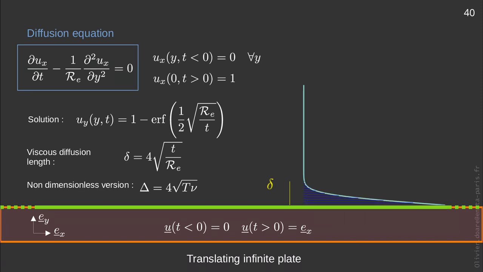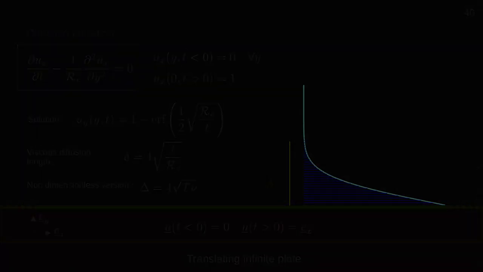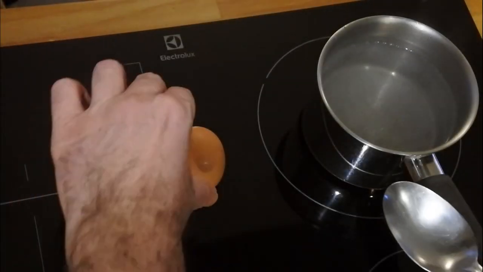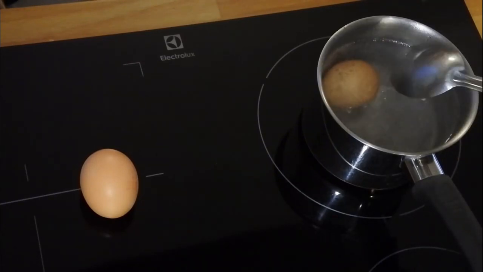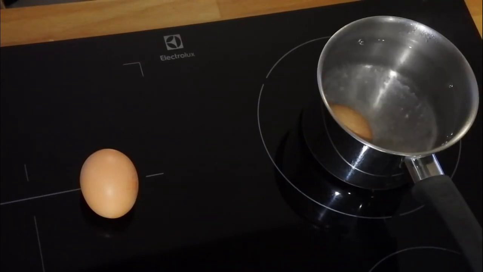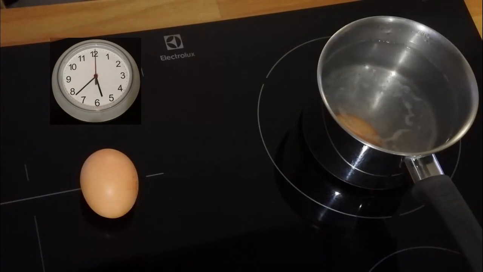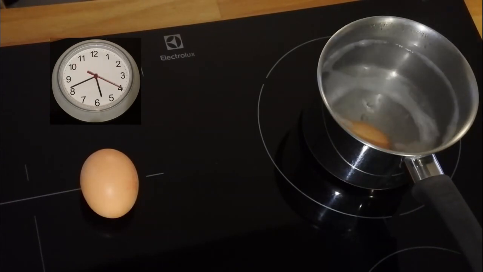We have just highlighted the process of diffusion of the tangential velocity at the wall inducing shear forces on the plates. Let's illustrate this on an everyday experiment. Here are 2 fresh eggs. The one on the right is plunged into boiling water to obtain a hard-boiled egg.